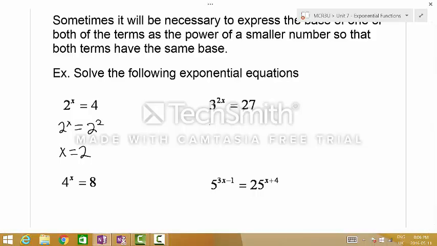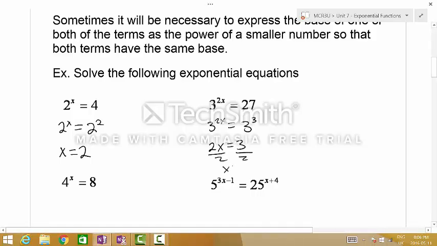Same thing with the next one. In this case, we know 27 is 3 cubed. 3 times 3 is 9, times another 3 is 27. When the bases are the same, we can ignore them, just make the exponents equal each other. And once we've made the exponents equal each other, we can solve for x. So the answer to this one, we have x equals 3 over 2.